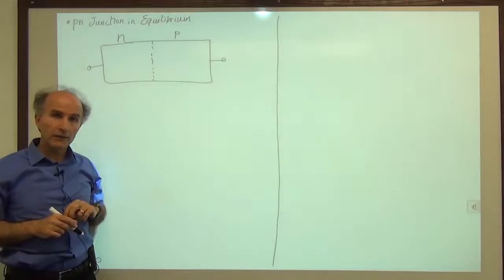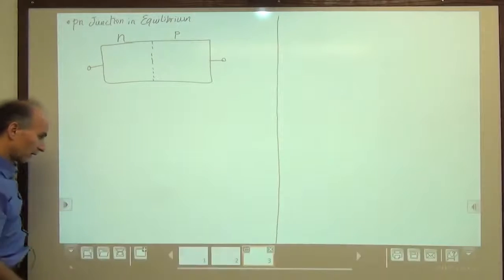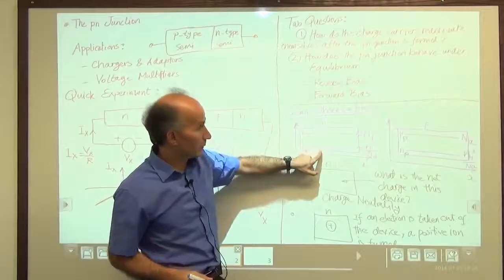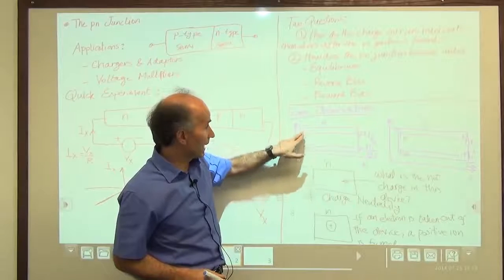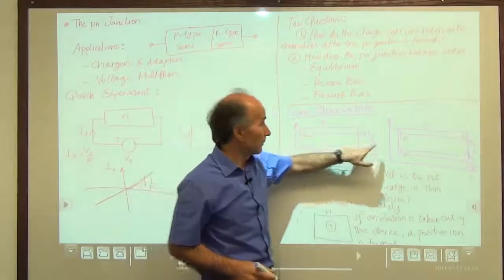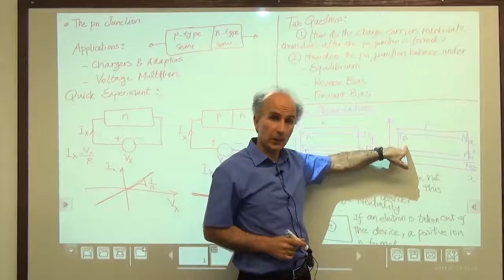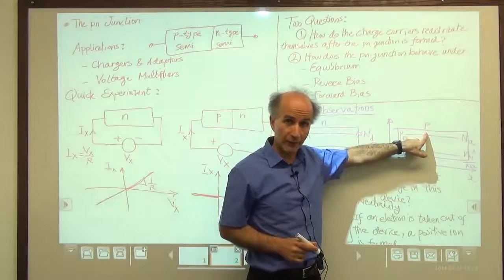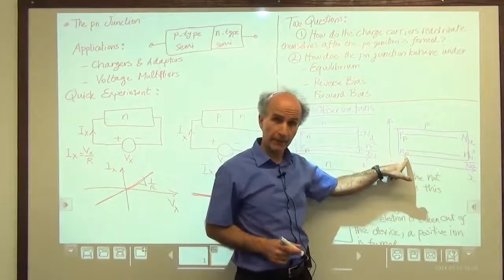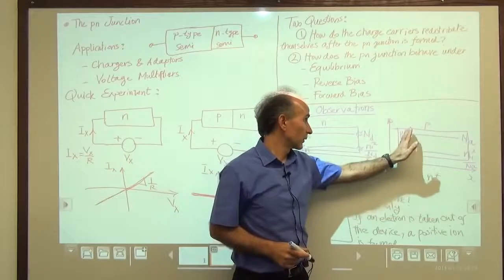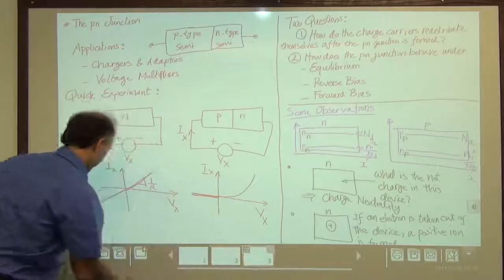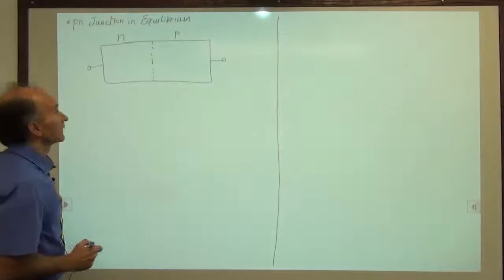Well, let's remember from the previous page. If I take it to the previous page for a second, remember what happened in N and P before we formed the junction. We had n sub n electrons per cubic centimeter on the n side, p sub p holes per cubic centimeter on the p side. These are the majority carriers. And then we have the minority carriers on this side, p sub n and n sub p. So we're going to form an interface between the p and the n and see what happens. So let's go back here and see what we get.